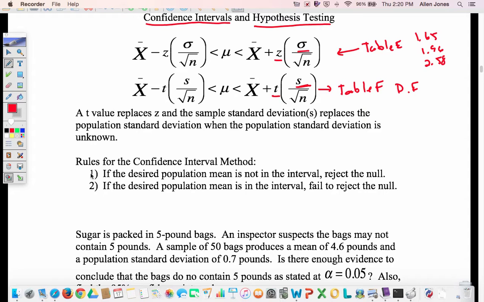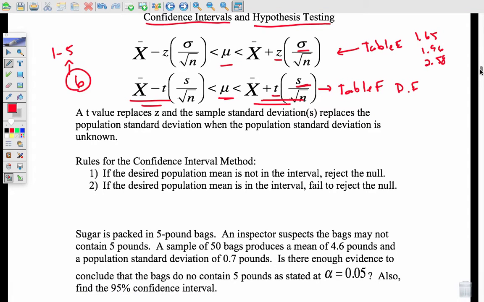So down here, notice it says if the desired population mean is not in the interval, reject the null. So if our mean doesn't fall between these two numbers, we should reject the null. If our mean does fall between these two numbers, then we don't reject the null. And that will tie in with our test score and our critical values in steps 2 and 3 of our interval. So we're basically adding a sixth step to this process that will verify what we've done up here in steps 1 through 5 by constructing an interval and seeing whether or not we made the right decision to reject or not reject the null.